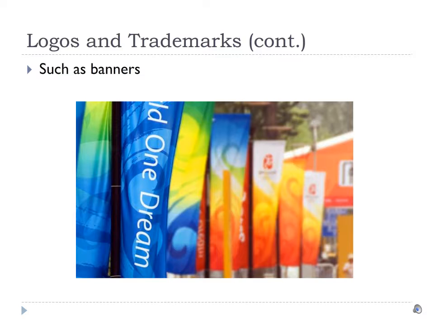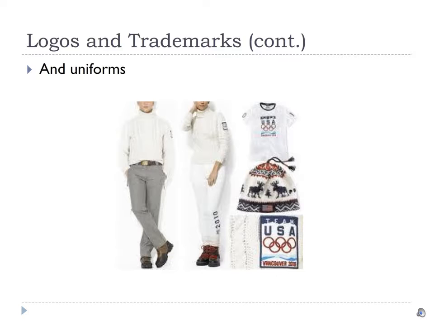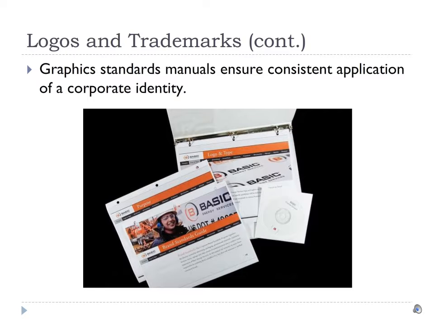In a brand campaign, we see the logo or trademarks applied to many different mediums such as banners. We also see it applied to uniforms. Maintaining consistency across the brand is critical to the success of that brand. Companies will often create graphic standards manuals to ensure consistent application of a corporate identity. These consist of a set of examples that will show the proper usage of the brand from colors to typography and layout.